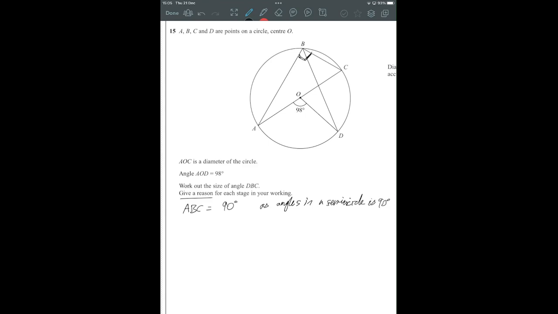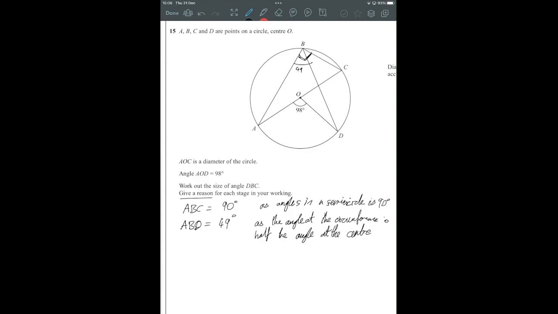Let's also use that arrowhead as well. That's saying that ABD is half of the 98, which is 49, as the angle at the circumference is half the angle at the centre. You do need to know all those statements, at least the key words in the statement. They will look for the half or the double, angle at the circumference, angle at the centre kind of statements.